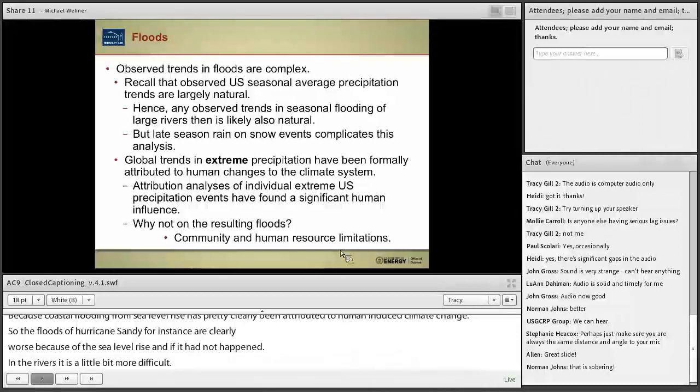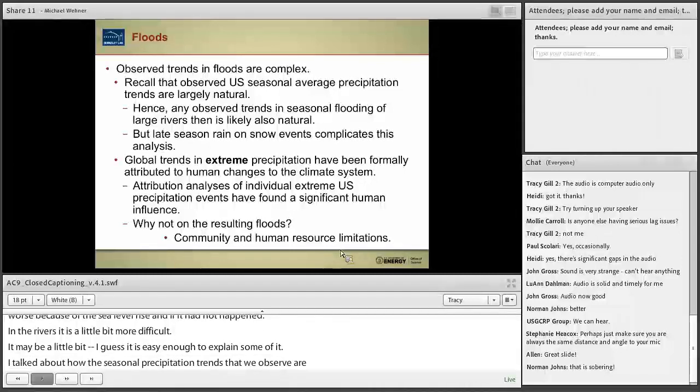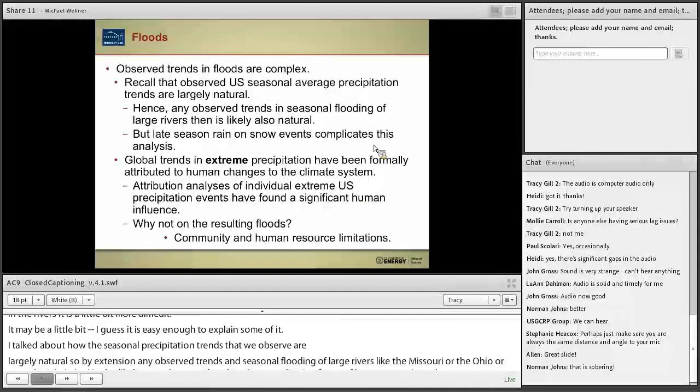Well, I guess it's easy enough to explain some of it. I talked about how the seasonal precipitation trends that we observe are largely natural, and so by extension, any observed trends in seasonal flooding of large rivers, like the Missouri or the Ohio, or even the Mississippi, is also likely natural, except that there's a complicating factor of late season rain on snow events. And so I think it's fair to say that this is a pretty much emerging science, and it's difficult to make a statement.